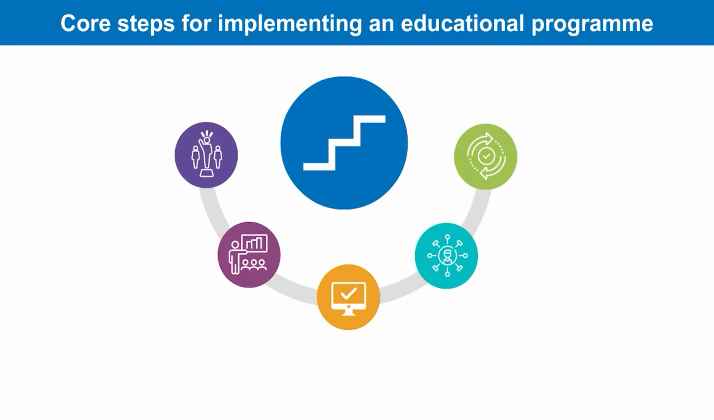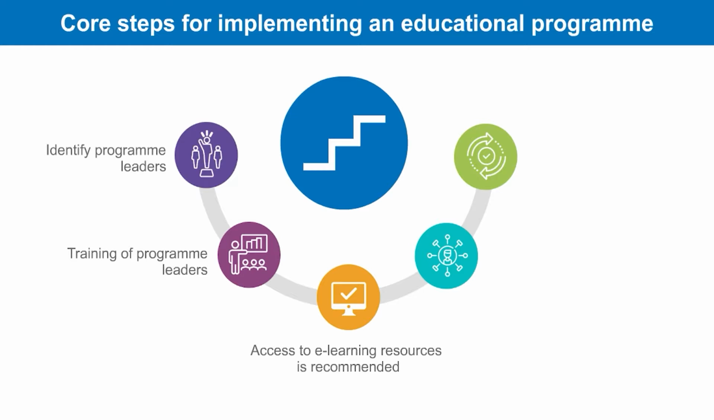Here are the core steps for implementing an educational program. 1. Program leaders, often the AMS team, are identified and should have acquired the advanced competencies to lead and deliver local or regional training. 2. Training of program leaders may require 2 to 3 days of face-to-face workshops using local, regional, national or external resources. 3. Access to e-learning resources to support this is recommended. These leaders will require skill sets that have been identified in Train the Trainer models.